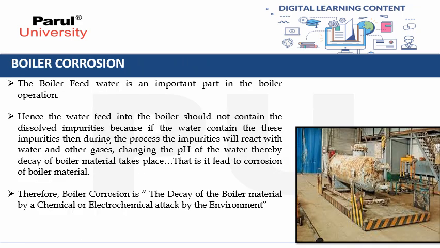Boiler corrosion. The boiler feed water is an important part of the boiler operation, as we have seen through the video. Hence, the water fed into the boiler should not contain dissolved impurities, because if the water contains these impurities, then during the process the impurities will react with the water and other gases, changing the pH of the water, thereby causing decay of boiler material, which leads to the corrosion of the boiler material as shown here in the image. Therefore, boiler corrosion is the decay of the boiler material by a chemical or electrochemical attack by the environment.